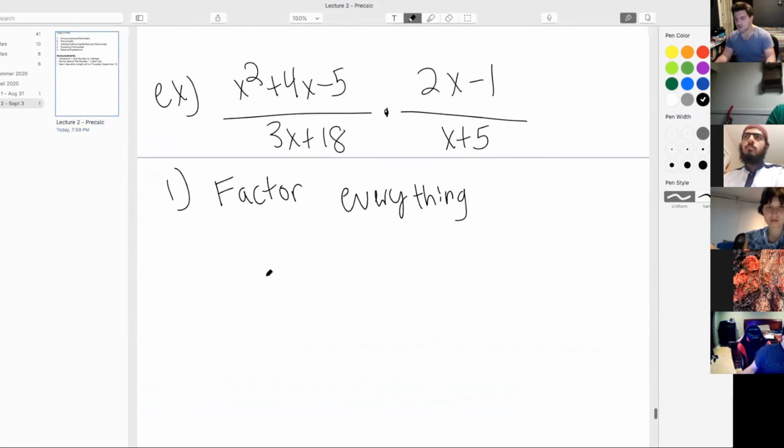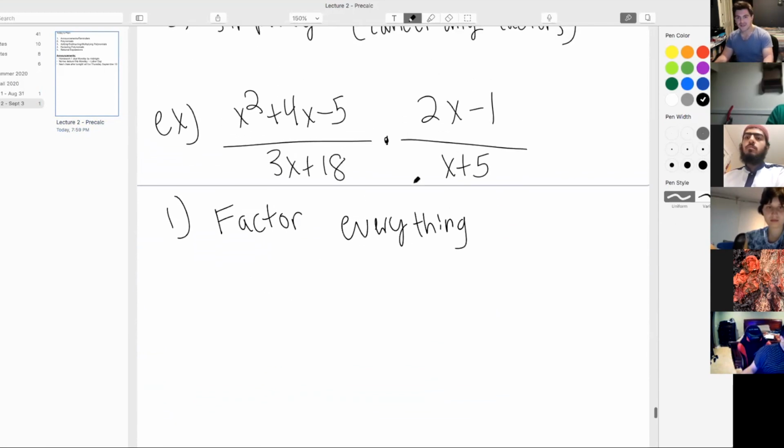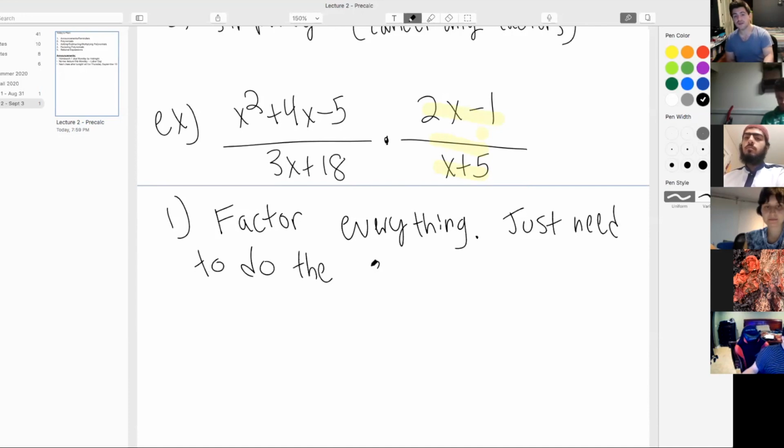Okay, so first of all, the second rational expression does not need to be factored. Everything is kind of in its simplest form there. So you just need to do the first fraction. Let me factor that first fraction. So you guys can work this out.